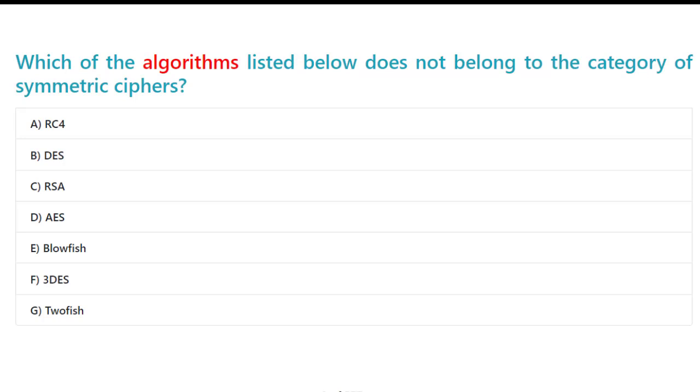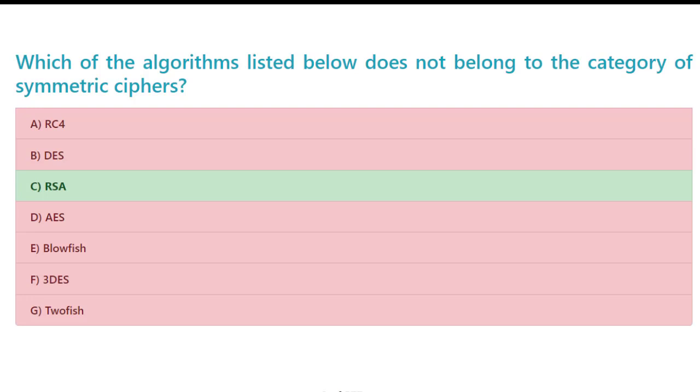Which of the algorithms listed below does not belong to the category of symmetric ciphers? A. RC4, B. DA, C. RSA, D. AES, E. Blowfish, F. 3DA, G. Twofish. The correct answer is C. RSA.